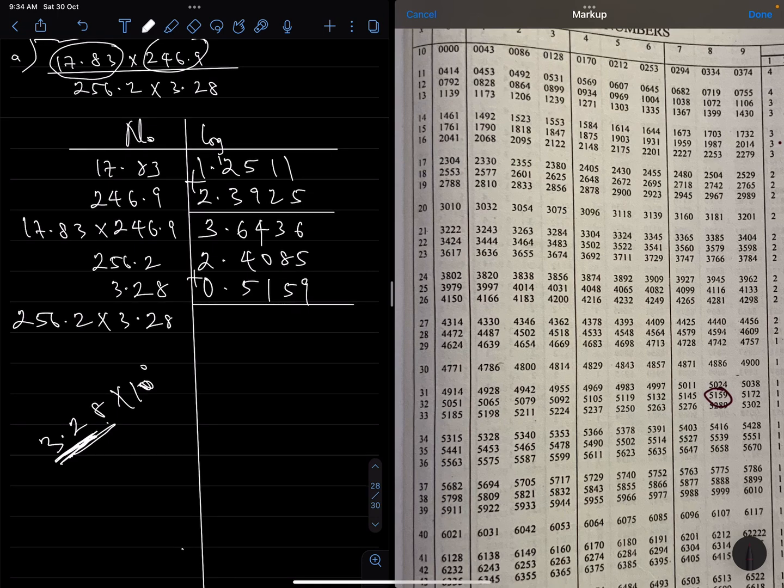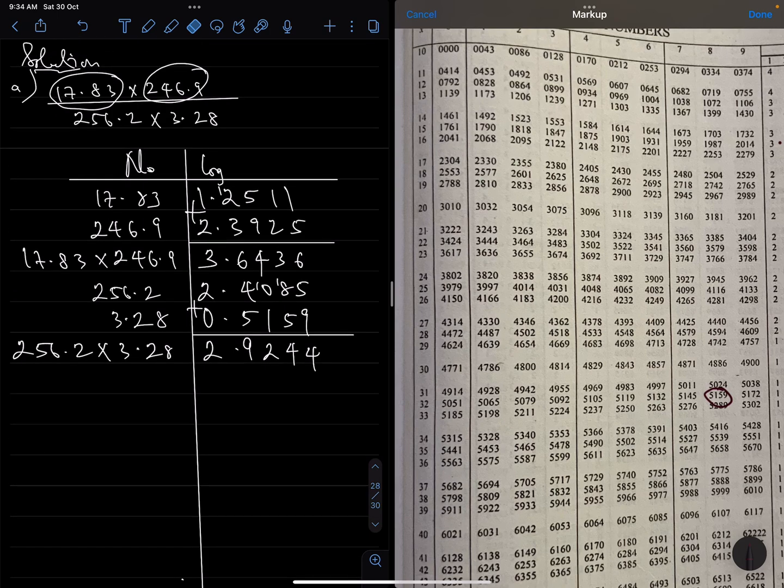What am I adding? 14. This one. That's 14, 4 carry 1. 14 again, carry 1. 2, 9, 2, 2. Beautiful. Now I've multiplied the factors in the numerator and the factors in the denominator. Now I need to divide. If you are dividing, you subtract.